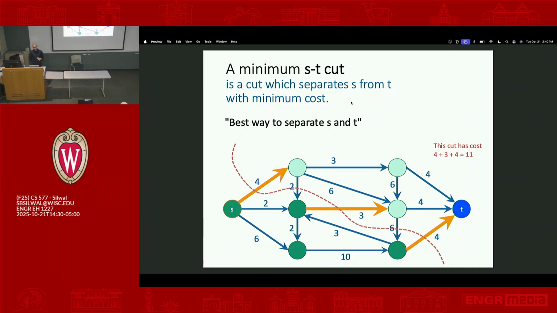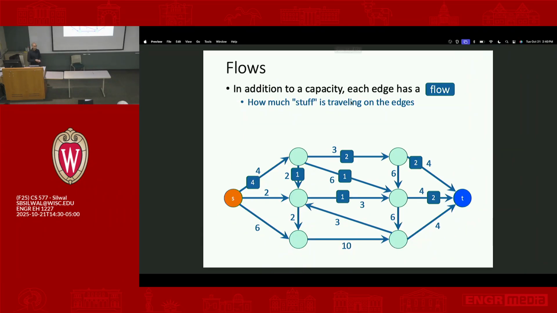Okay, so now there's another problem that I'm going to talk about. It's going to be a little bit different than the min ST cut. So now we're going to temporarily change topics, and then we'll see how those things are actually related. Now we're going to talk about flows. So far we talked about cuts. Now we have to talk about flows, right?